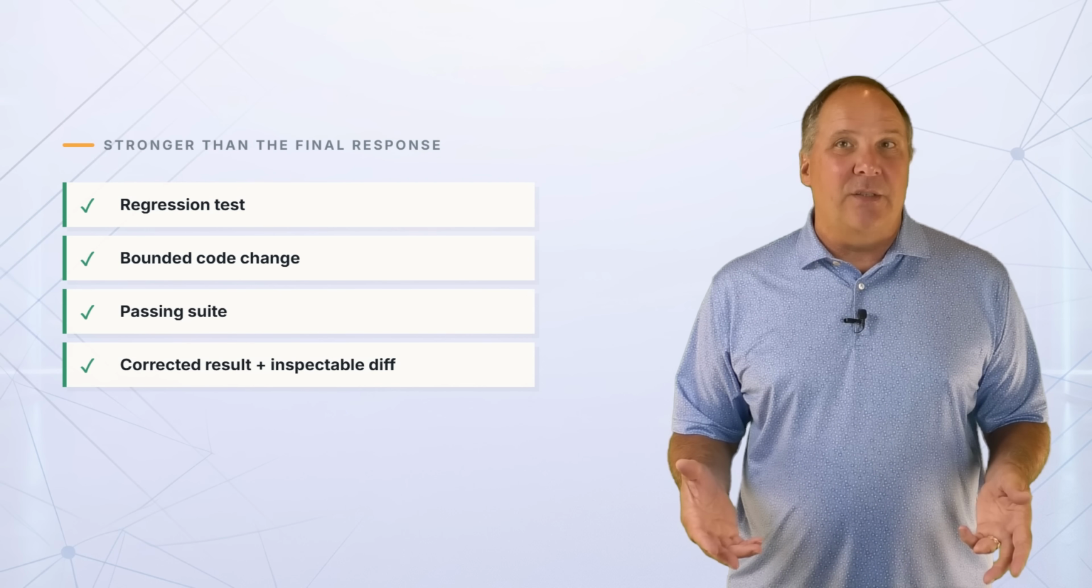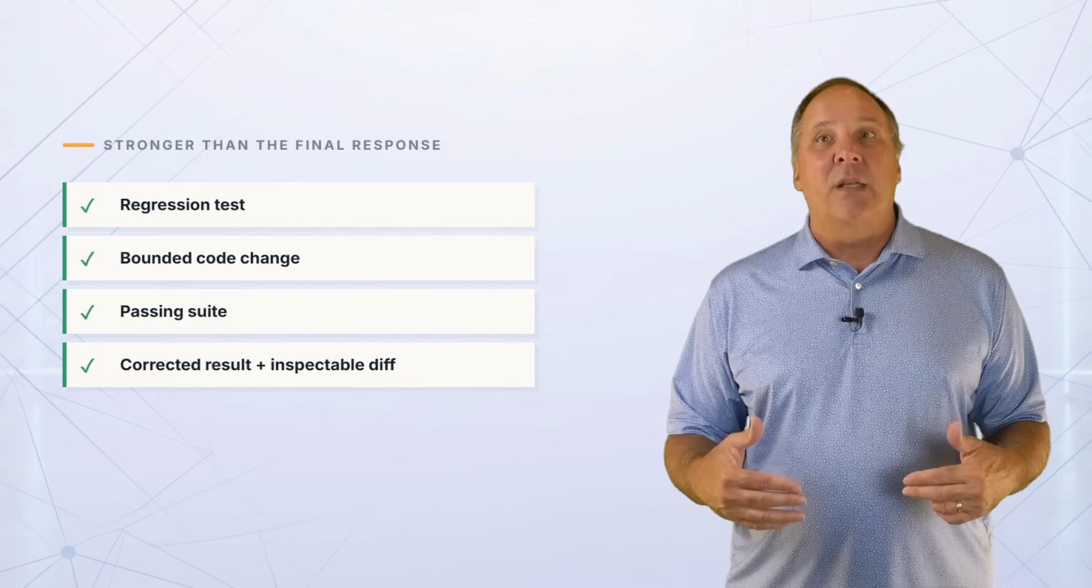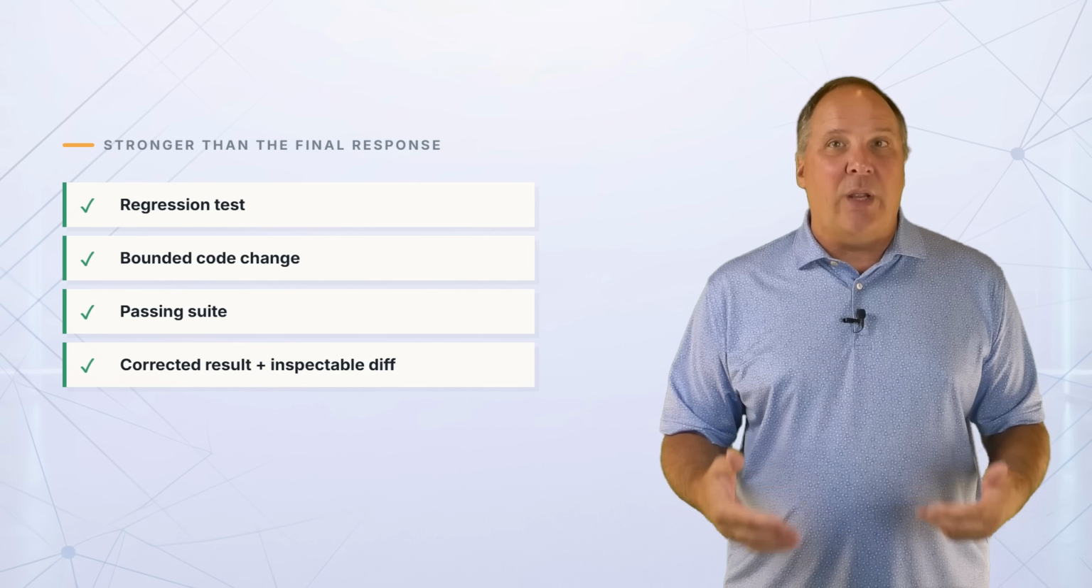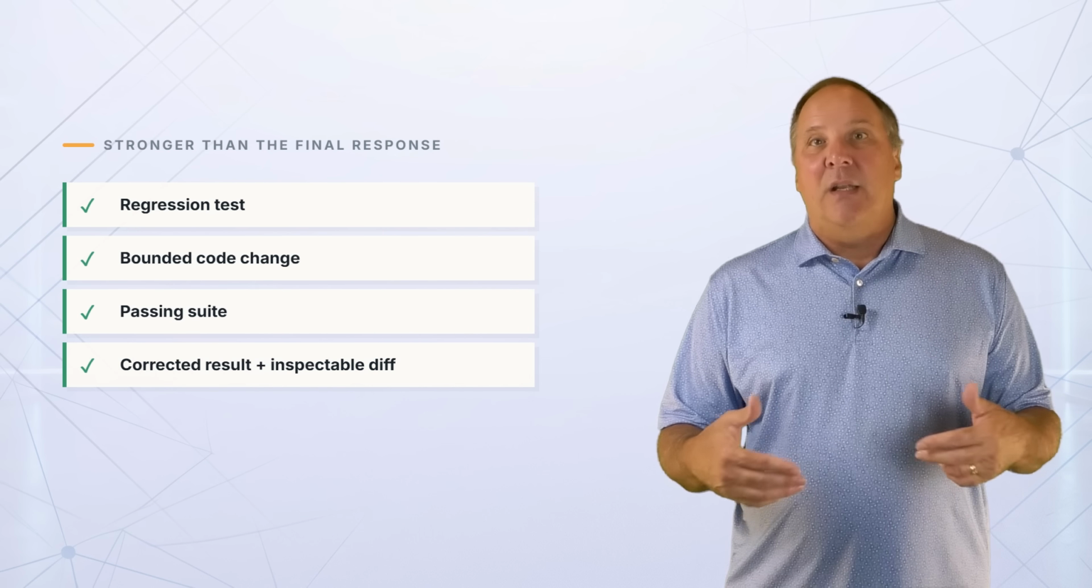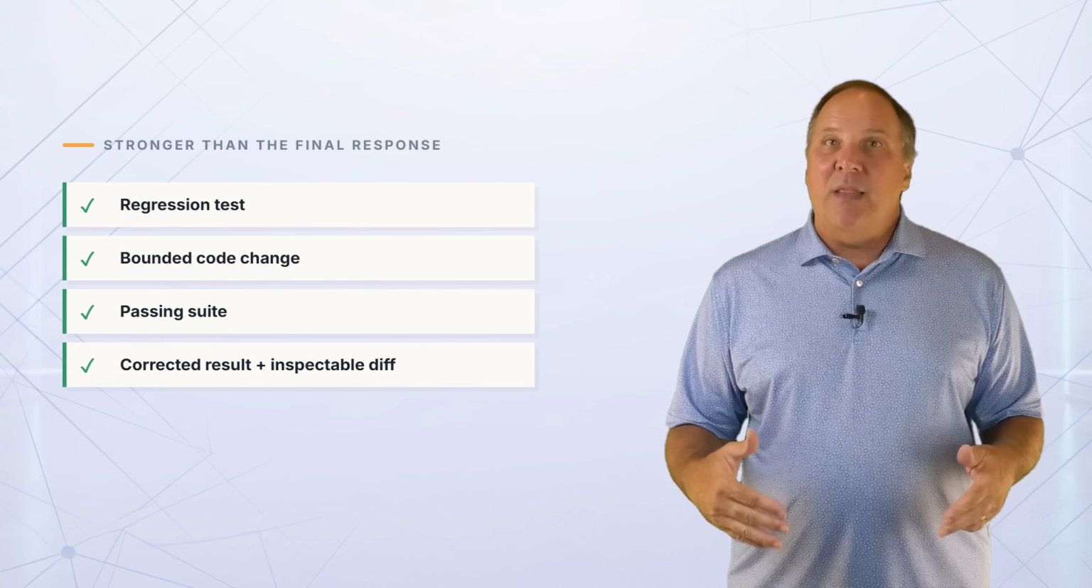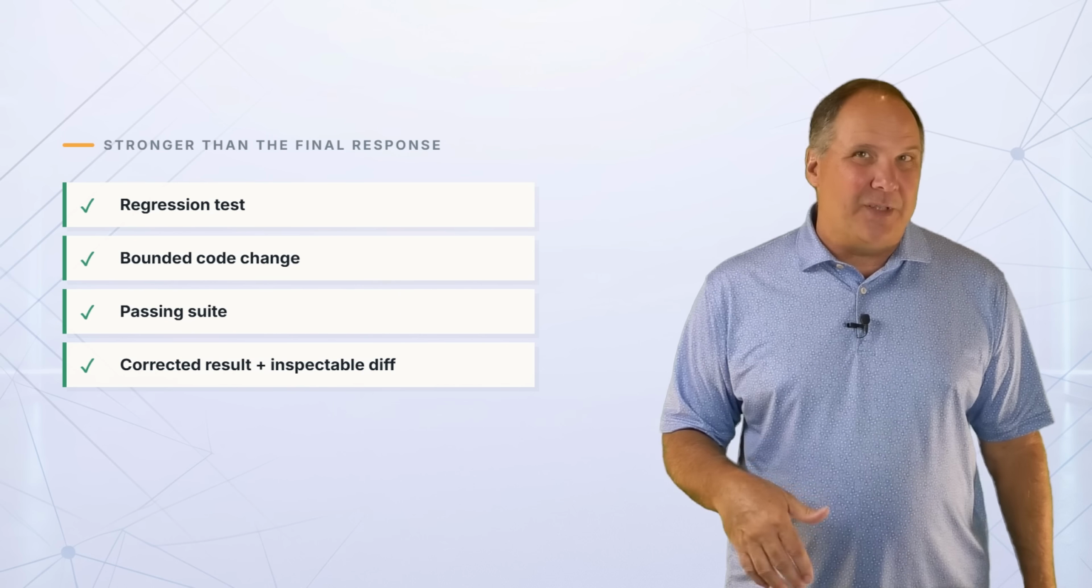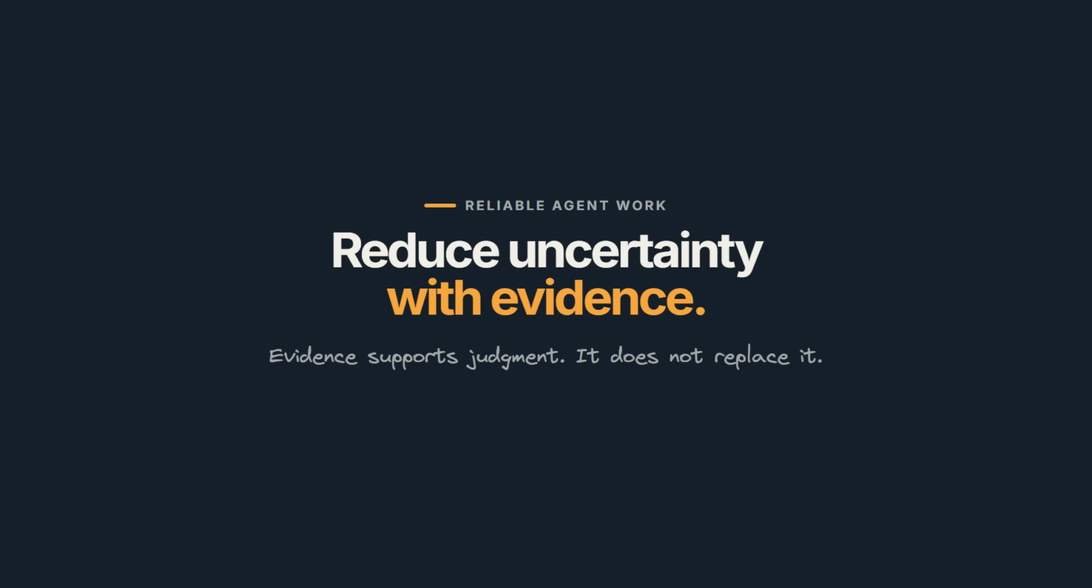The final response is not the strongest evidence from that run. The stronger evidence is the regression test, the bounded code change, the passing suite of tests, the corrected manual result, and the diff we can inspect ourselves. Even that is not certainty. Tests can miss cases, the specification can be wrong, and a human reviewer may see a problem the agent did not. Reliable agent work means reducing uncertainty with evidence, not replacing judgment with theater.